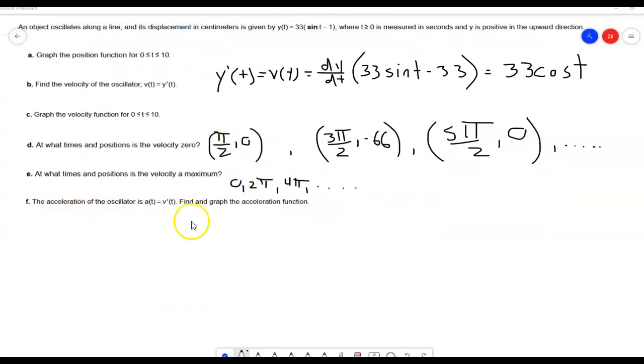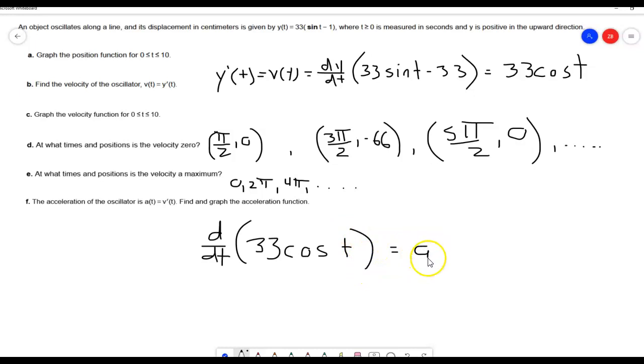And then finally it says the acceleration of the oscillator is a of t, which is the derivative of v of t. So if we just take the derivative with respect to t of our cosine one, that's 33 cosine of t. That will give us our a of t, and the derivative of cosine is negative sine. So it just changes that to a negative, and that'll give us negative 33 sine of t. And that is our acceleration.